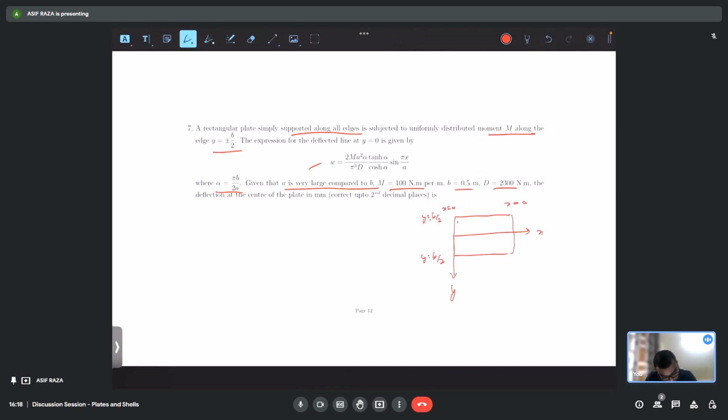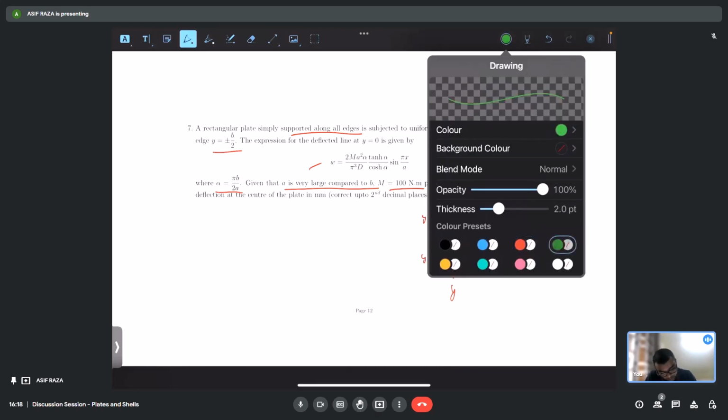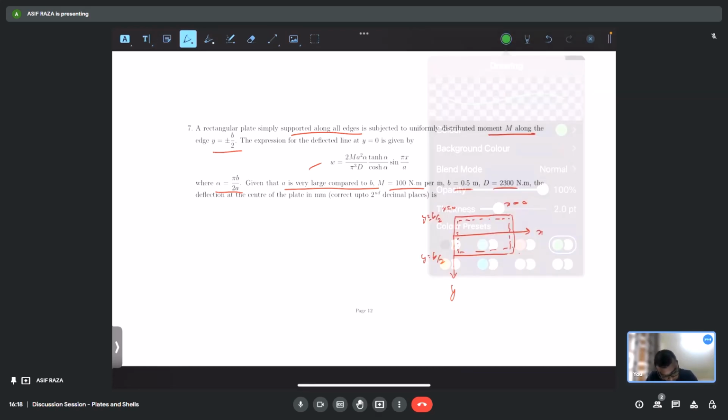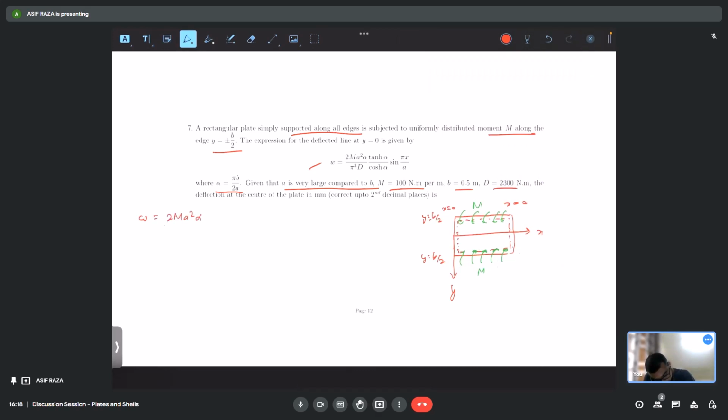It's simply supported along all edges, and along these edges we have a distributed moment, with the deflection relation given as w equal to 2m a square alpha by pi cube d, tan h alpha upon cos h alpha, sin pi x by a, where alpha is equal to pi b by 2a.